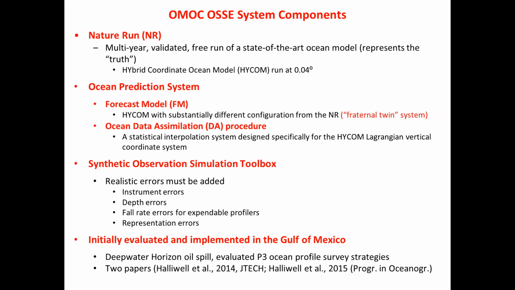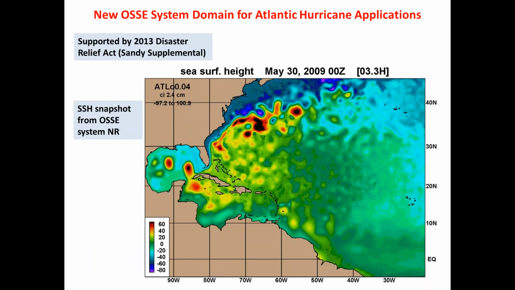Our system was initially evaluated and implemented in the Gulf of Mexico, looking at the P-3 ocean profile surveys for the Deepwater Horizon oil spill. Two papers were published for the Gulf of Mexico work in 2014 and 2015: the first in JTECH describing the system, and the second showing the application, published in Progress in Oceanography. We've now expanded the system to our Atlantic domain, spurred by Sandy supplemental funding primarily for hurricane applications. This just shows the domain where we've moved the OSSI system into. This is a sea surface height snapshot from our nature run.